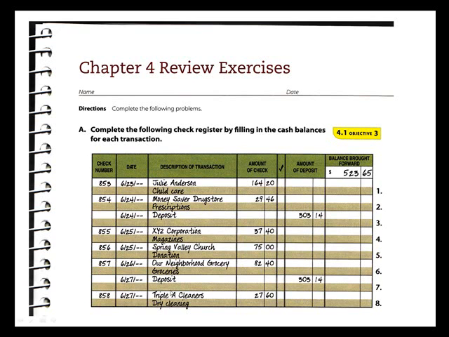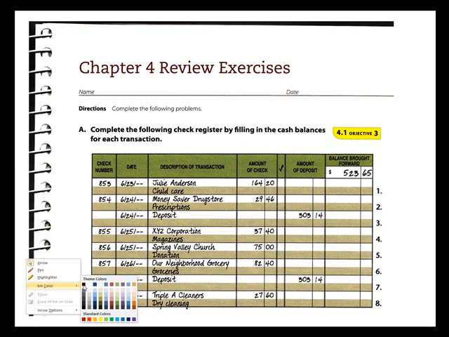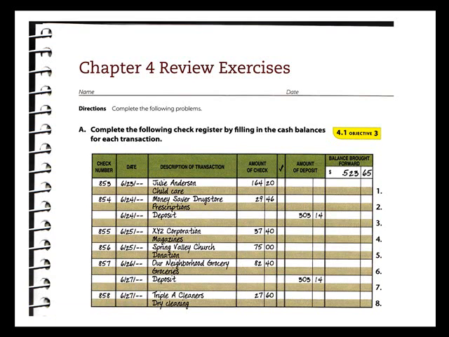because some people will not bring that balance over again. They'll just write the check once. So I have $523.65. I subtract 164.20, and so that would leave me with $359.45. Then I subtract my $29.46. That gives me $329.99.